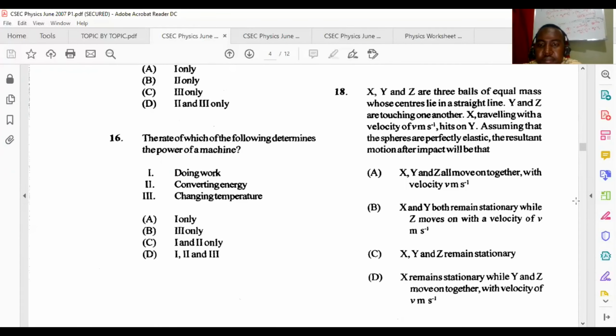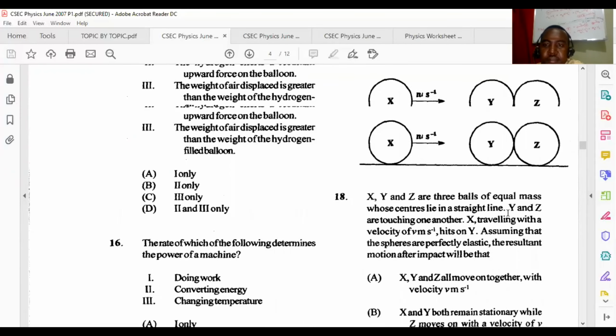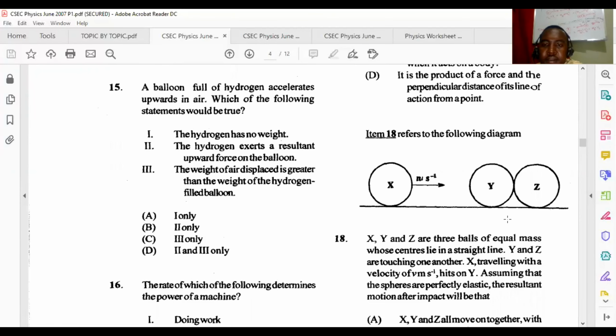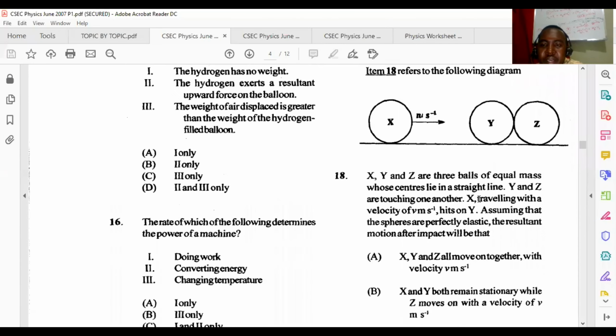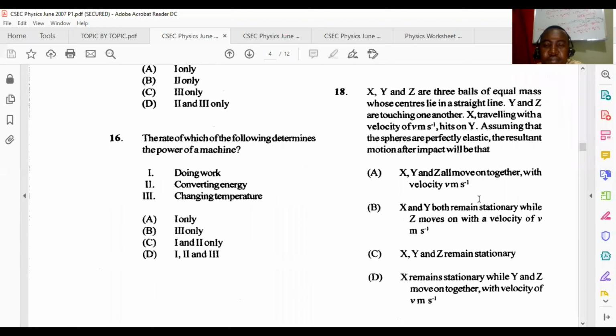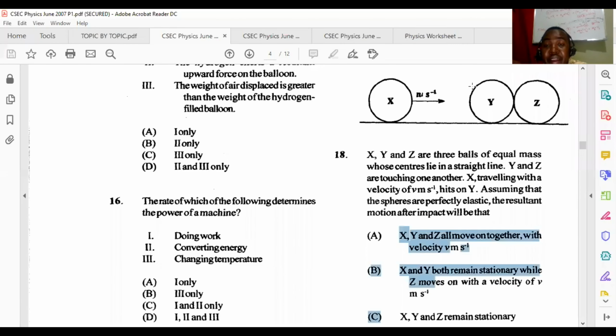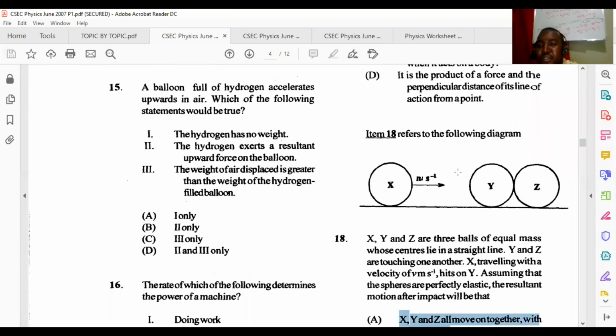I think Z would move. All right, so Z will move. What happens to X and Y? X and Y will stick, all right. Z will move. So X and Y will be stationary, and then Z will move. All right, so it's B. This diagram is actually Newton's cradle.